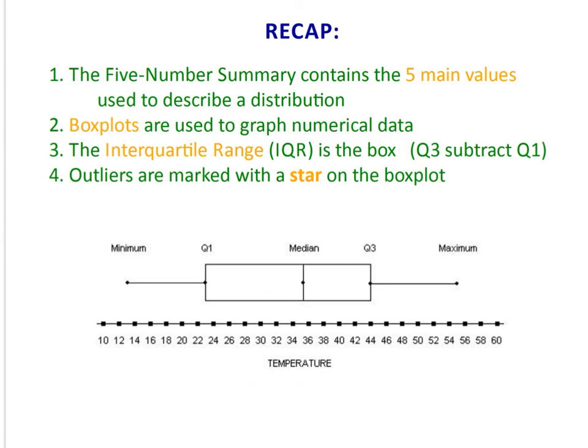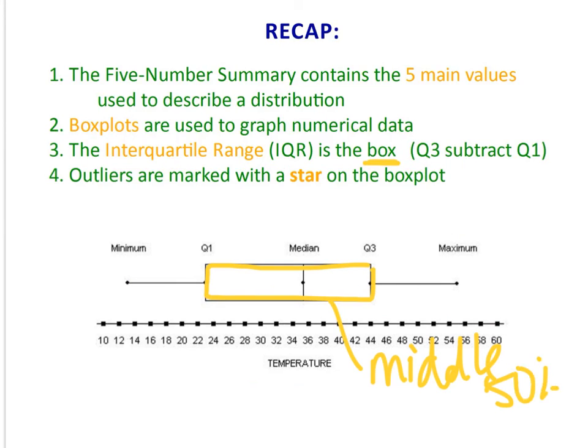So a recap: the 5-number summary contains the 5 main values used to describe a distribution. It's the minimum, Q1, median, Q3, and the maximum. Box plots are another way of graphing numerical data. The IQR is Q3 subtract Q1, and it's the box. This is the IQR. It's the middle 50%. That's super important, that you have that understanding that the IQR is just the middle 50, from 25% to 75%.